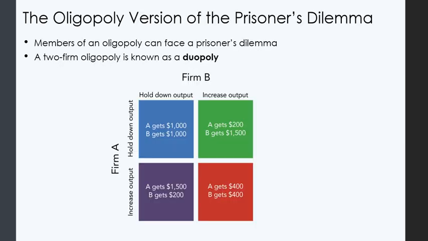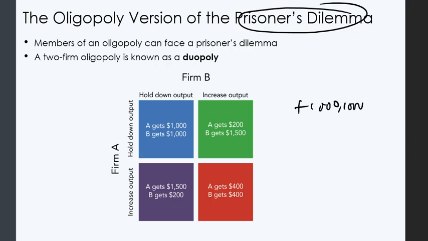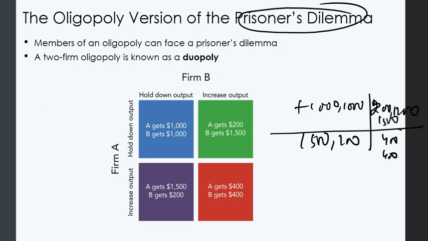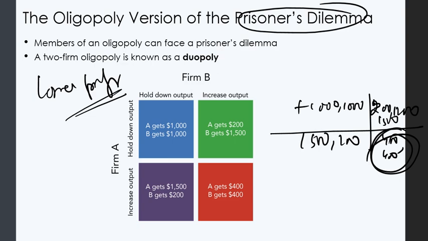The story behind the business dilemma I already explained. The oligopoly version of the prisoner's dilemma: this time it's profit, plus 1,000, and this is 200 and 1,200. This is 1,500 and 200, and 400. In many of the cases it's been seen that they settle down to a lower profit. It's a duopolistic structure. We can also see it in a triple structure as well, where three firms have options. In that case also we will be doing it very soon.